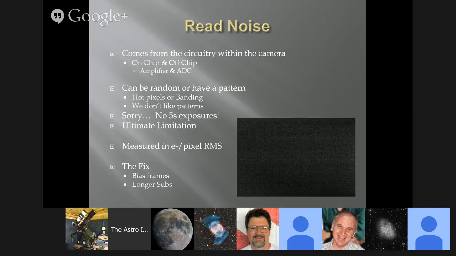So on one end, you want bias frames to remove that pattern. On the other end, you want longer subs to expose, so your histogram separates from the left side and escapes that read noise bias pattern. It's tough with narrowband. It's also tough if you're limited to very, very short subs. I'll kind of show you a little bit of how that plays out in one particular step of the process.